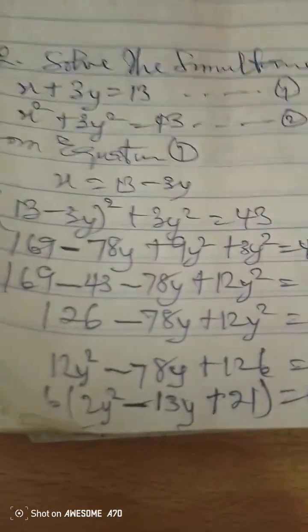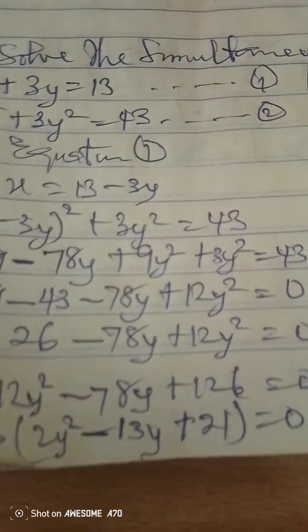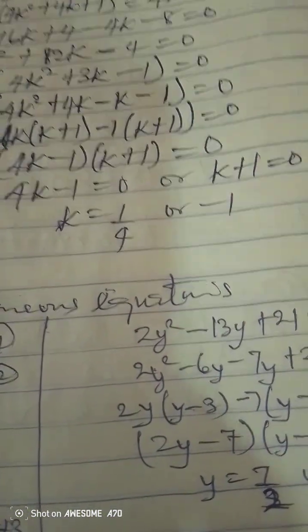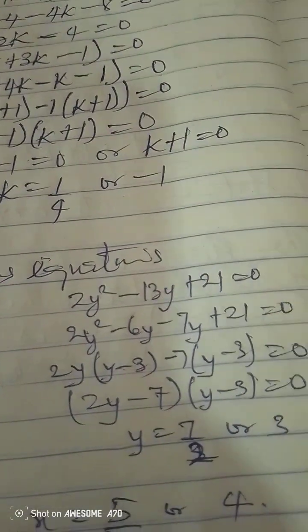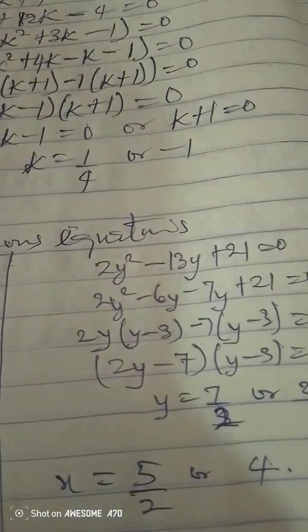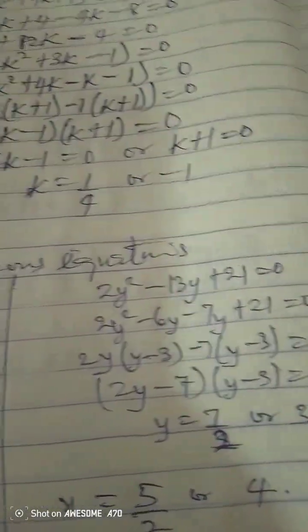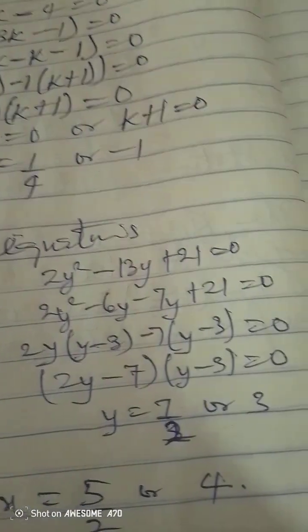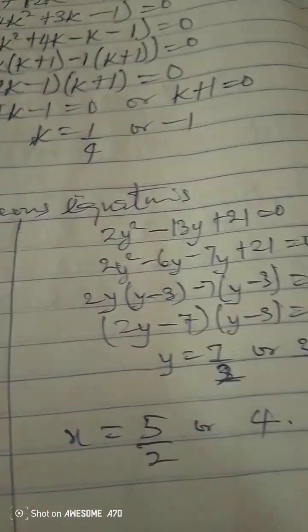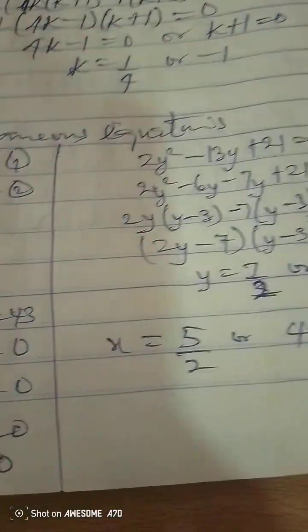We factorize: 6(2y squared minus 13y plus 21) equals 0. Factorizing what is in the bracket, we have 2y squared minus 6y minus 7y plus 21 equals 0. So we have 2y as the HCF of the first pair, (y minus 3), and minus 7(y minus 3) equals 0. So (2y minus 7)(y minus 3) equals 0. So y equals 7 over 2 or 3. When you substitute y as 7 over 2, you have x as 5 over 2. Or you substitute y as 3, you have x as 4.